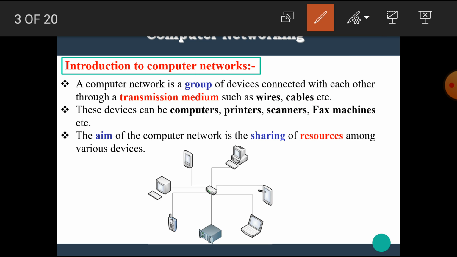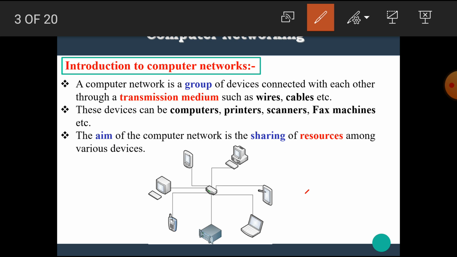That means in computer networks, the various devices like computers, printers, scanners, fax machines are connected with each other through a wire medium or a wireless medium, and the purpose of this connection is mainly the sharing of the resources, that means the sharing of the data through each other. This is the basic concept of the computer network.